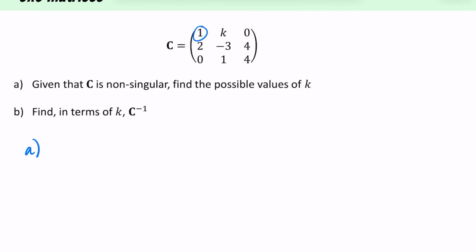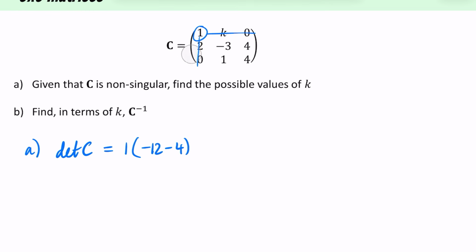I'll start off with this 1, and then I'm going to do 1 multiplied by, let's just say what I'm doing here, the determinant of C. It's 1 multiplied by the determinant of this little part. So that's going to be minus 12, minus 4.